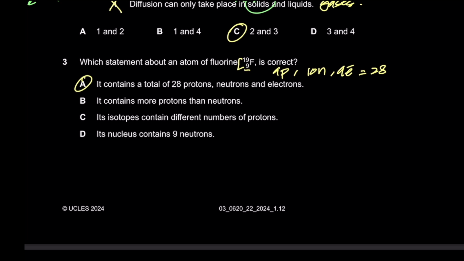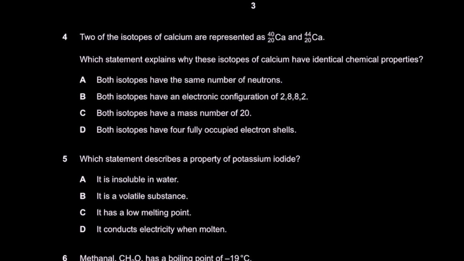But let's check out why B, C, and D are wrong, because it's a very ambiguous statement. It contains more protons than neutrons. No, sir. Protons are 9, neutrons are 10. Its isotopes contain different number of protons. No, sir. Isotopes are different atoms of the same element having the same number of protons but different number of neutrons or nucleons. Its nucleus contains 9 neutrons. No, sir. It contains 10 neutrons.